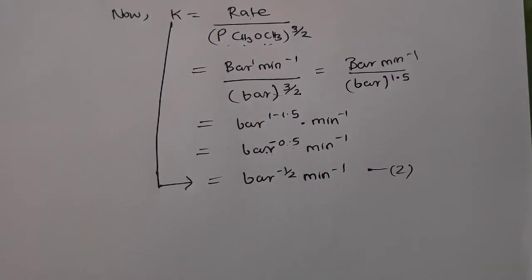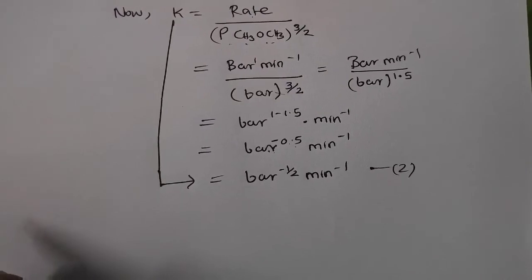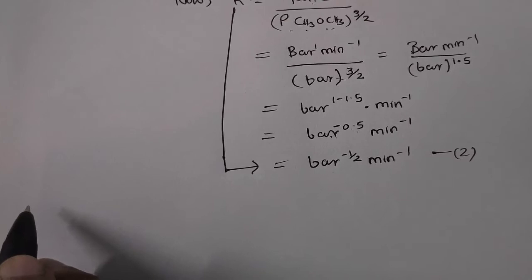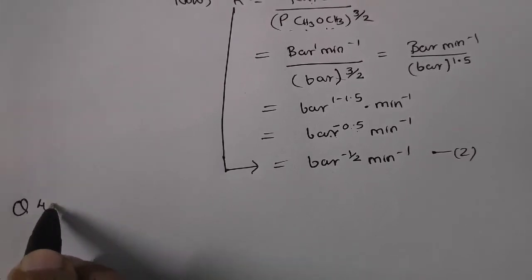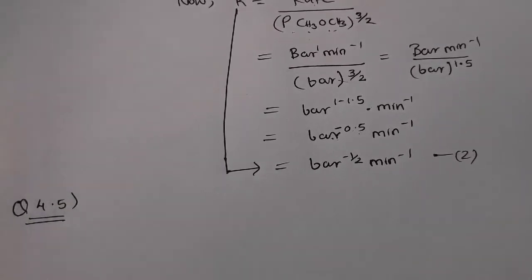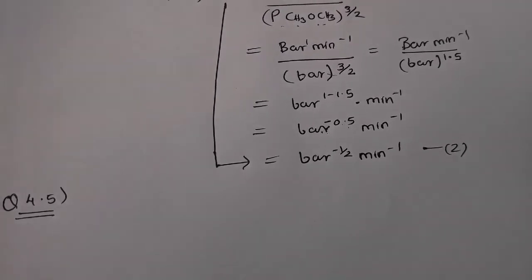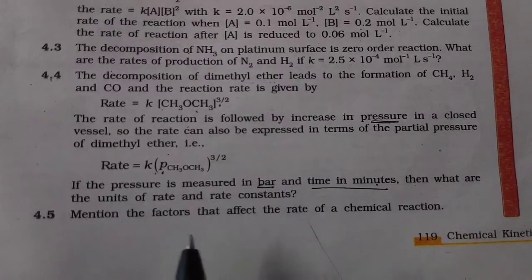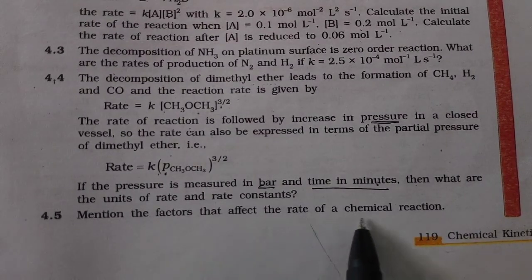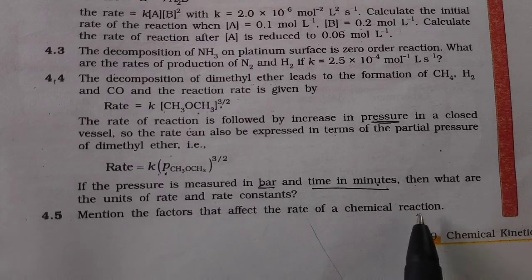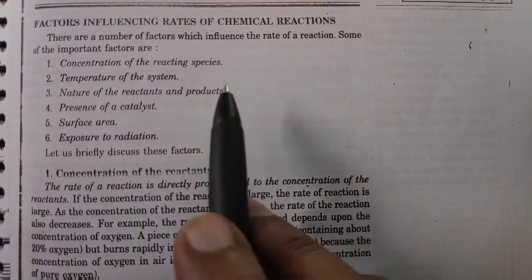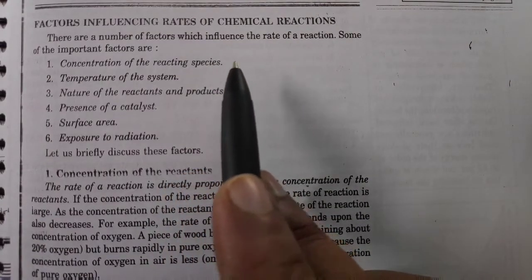Now we will go through the next question, that is question 4.5, that we are going to discuss. 4.5, what we call a theoretical question: Mention the factors that affect the rate of chemical reaction. So I will show you and you can write it down in your fair book. Now this is the question. You just have to mention, you don't have to explain it.